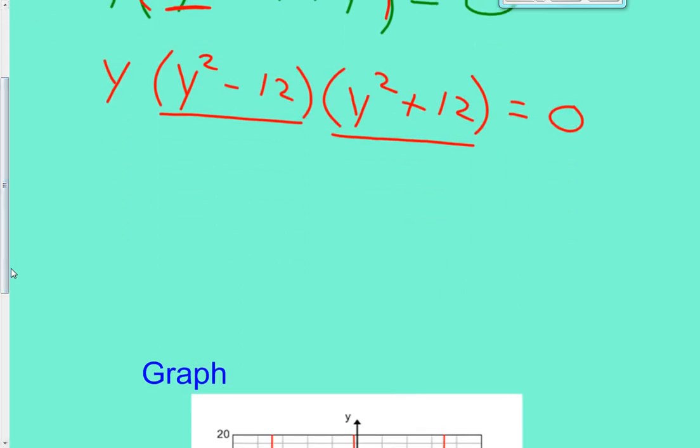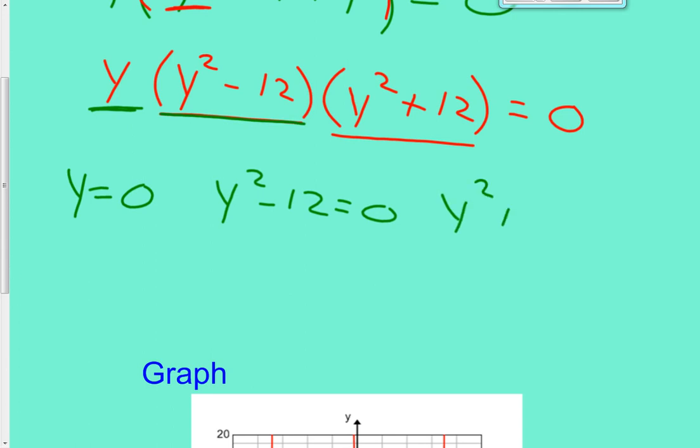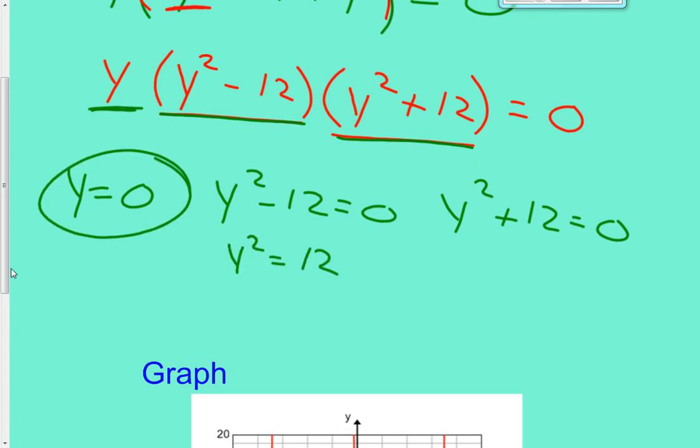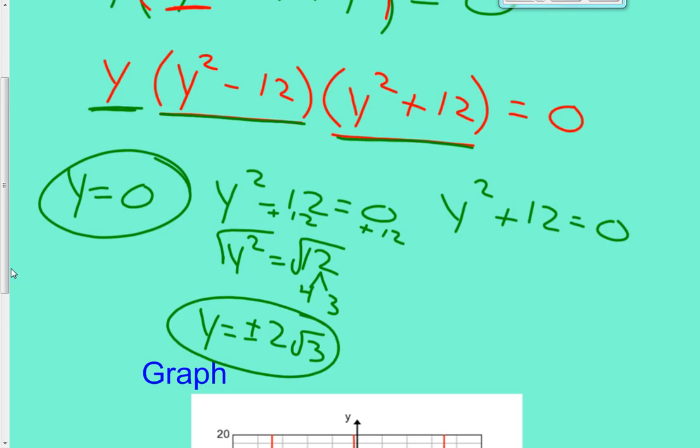Now I have 3 factors. Let's set them all equal to 0. So y equals 0 in this one. Y squared minus 12 equals 0. That's this one. And y squared plus 12 equals 0. There's that one. Okay, y equals 0 is one of my 5 answers. Y squared equals a positive 12 when I add 12 to get it to the other side. Square root both sides. I got the square root of 12, which is the same thing as 4 times 3. So y equals plus and minus 2 square root 3. I broke down the square root of 12 to make it 2 square root 3. And whenever you take the square root of a number, you need to have the positive and the negative. So there's 2 more answers.